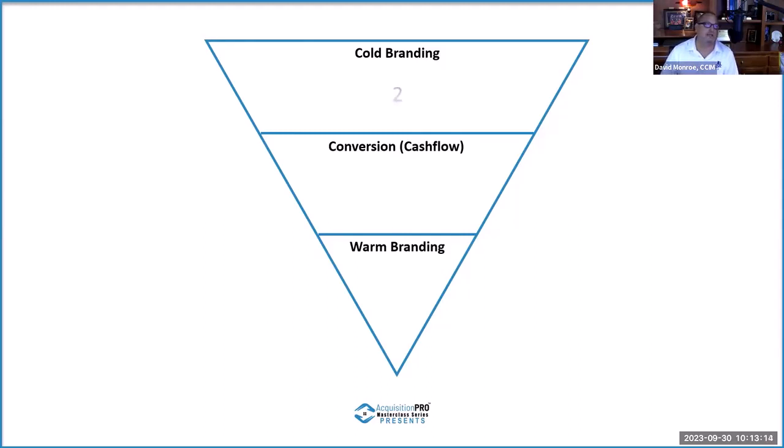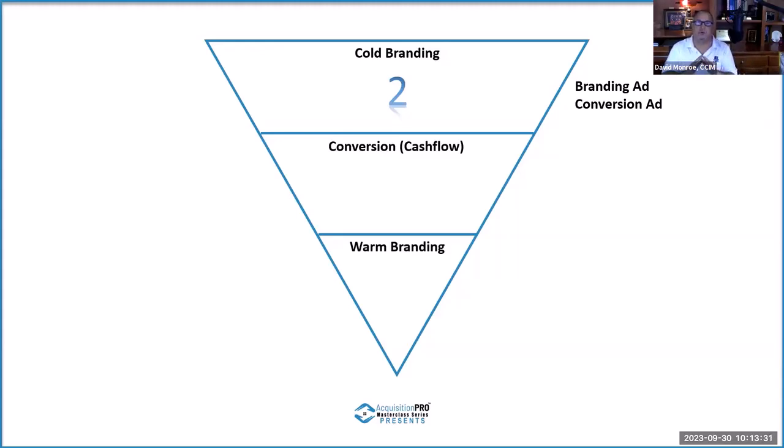So the 2-1-2 means during the cold branding strategy, we're actually running a branding ad as well as a conversion ad. And that branding ad, as you'll see when we get to objectives, is an engagement ad. So it's just value.